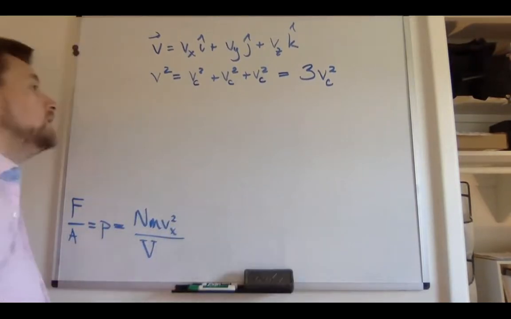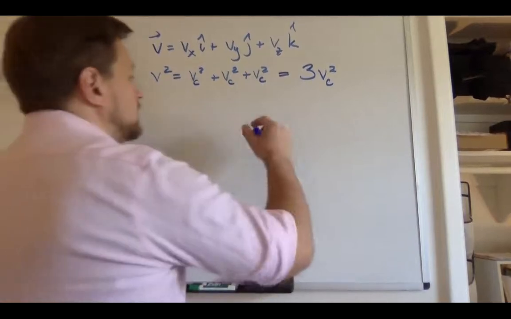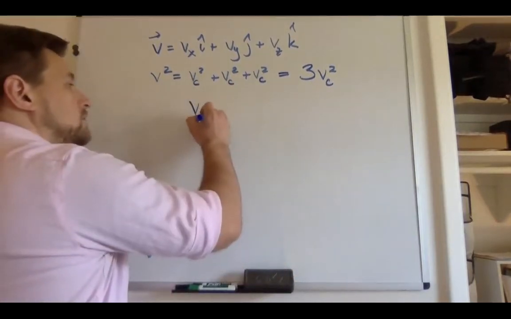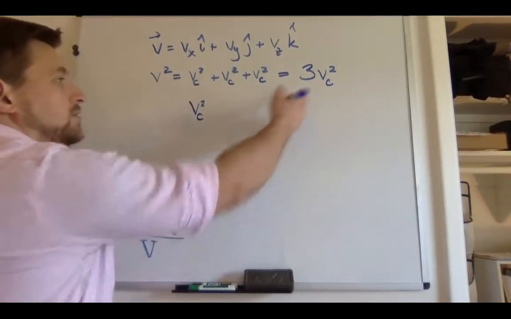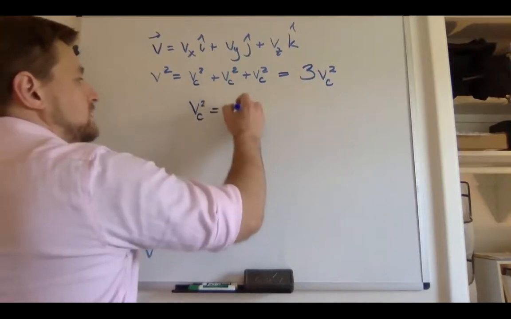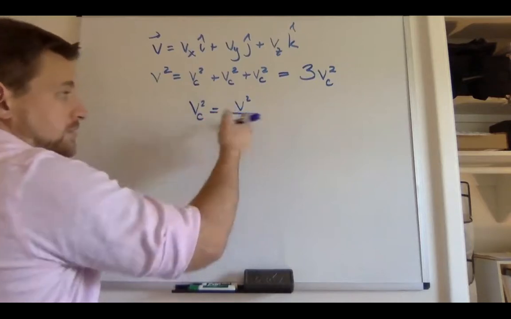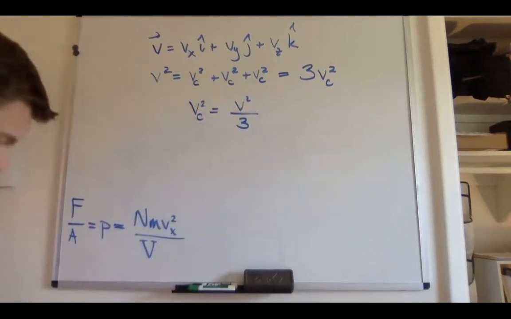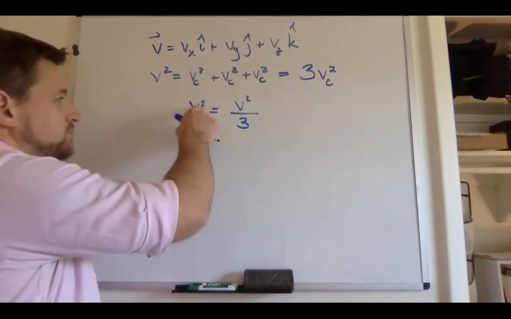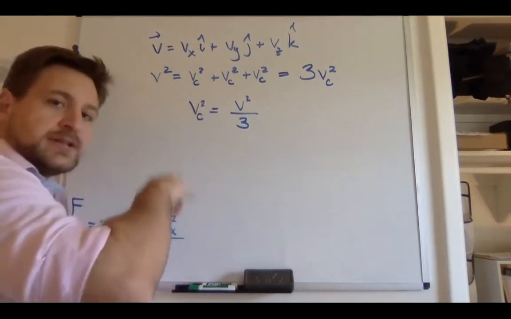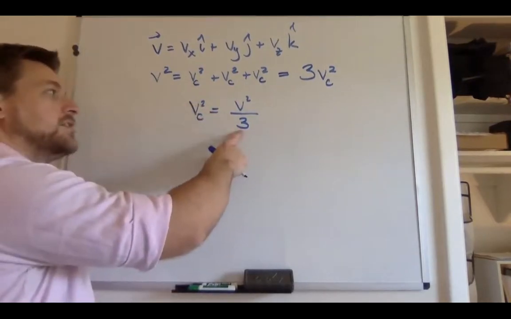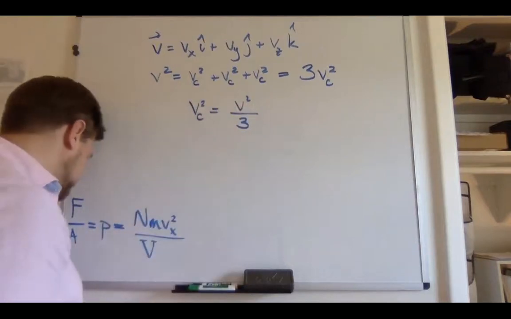So far, we haven't said anything about the fact that the speeds are different until now. The square component speed is V over 3, a third of the square actual speed. In other words, the speed along any of the three components is just a third of the total square speed.